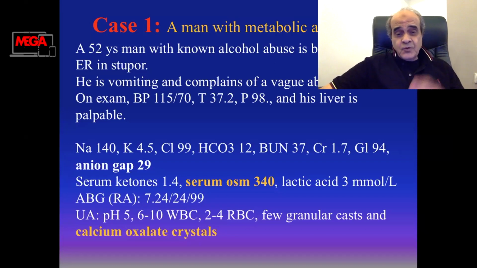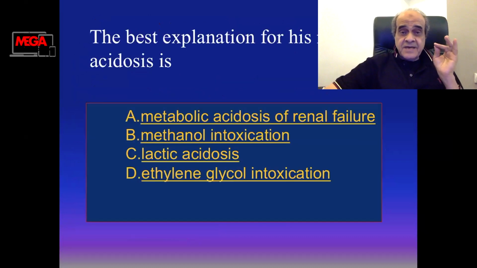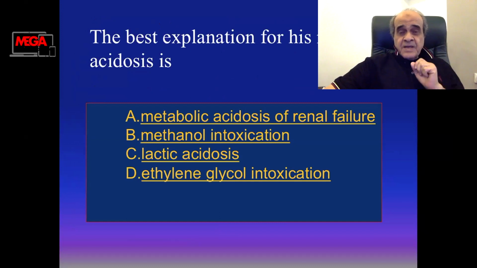So, if you see in your patient a high osmolar gap, high anion gap metabolic acidosis, and calcium oxalate crystals, think directly of alcohol intoxication. And in any acidotic patient for whom there is no explanation, you have to think of alcohol intoxication. The best explanation of this metabolic acidosis, as I said, is ethylene glycol, not metabolic acidosis of renal failure, because renal failure here is not so advanced to give me this picture.